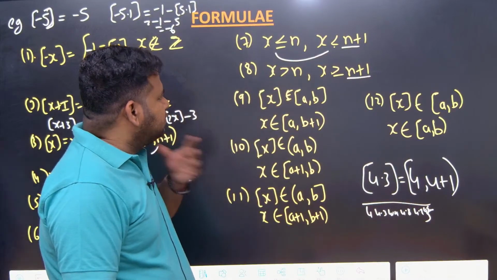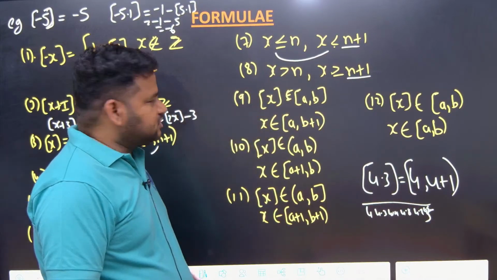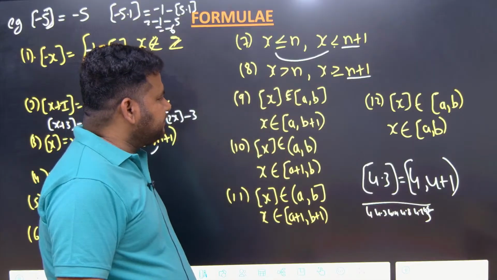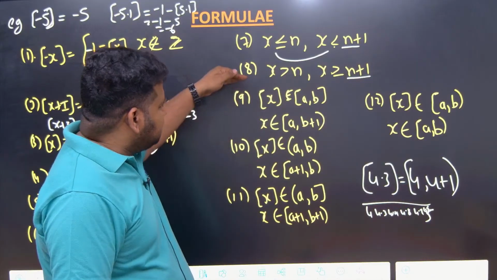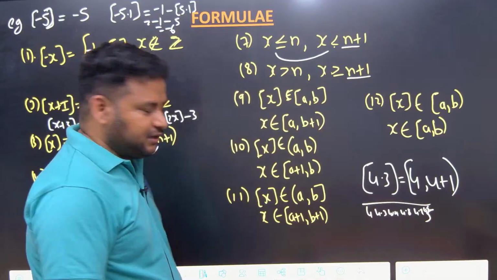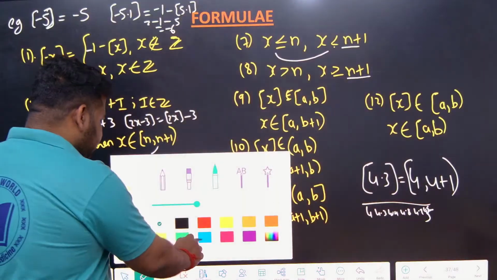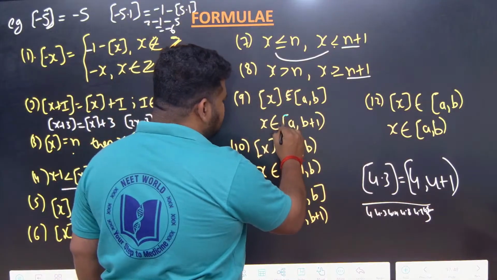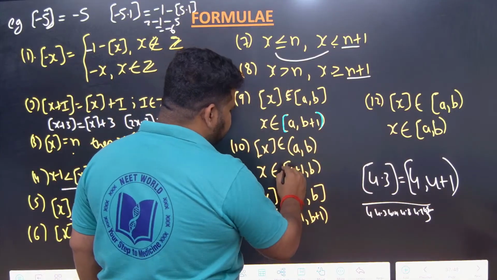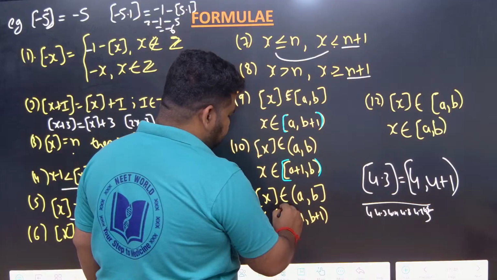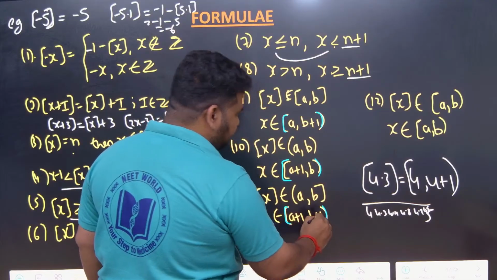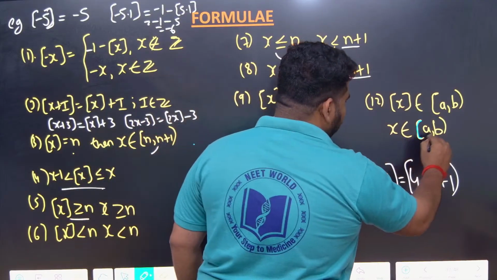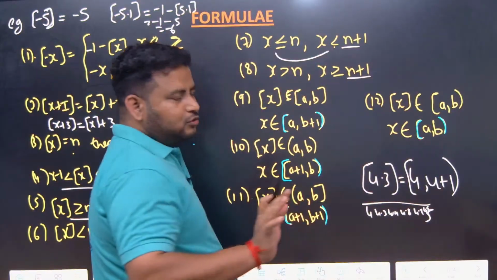See here, step of x belongs to what we are telling. Look at this formula, 9, 10, 11, 12. How to remember these formulas? In these formulas it is always closed comma open. Keep this in mind: closed comma open should always come.